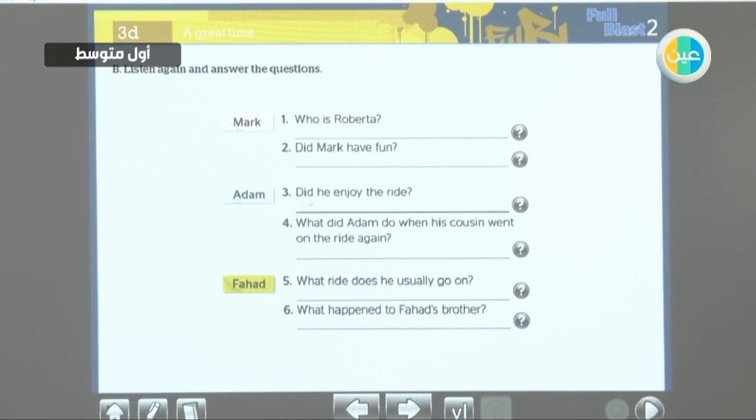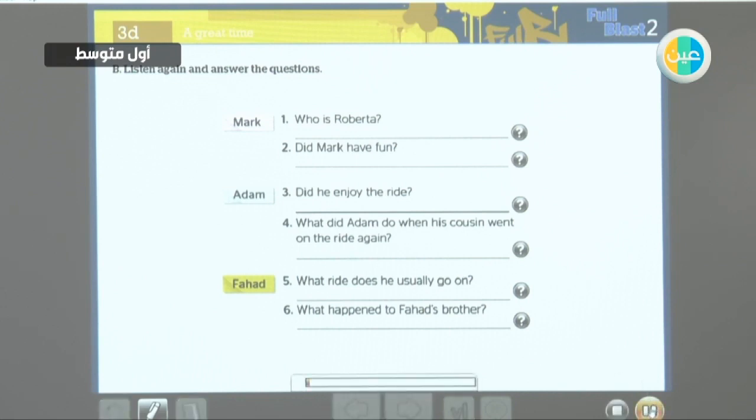Adam, did he enjoy the ride? 4, what did Adam do when his cousin went on the ride again? Fahad, what ride does he usually go on? Usually. 6, what happened to Fahad's brother? Okay, listen again to make sure of your answers.